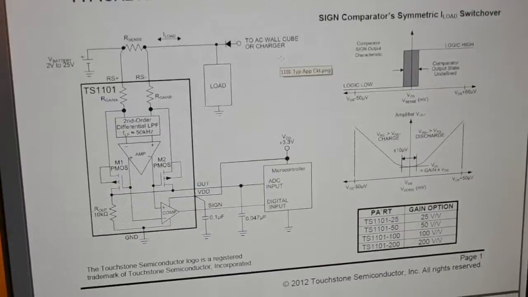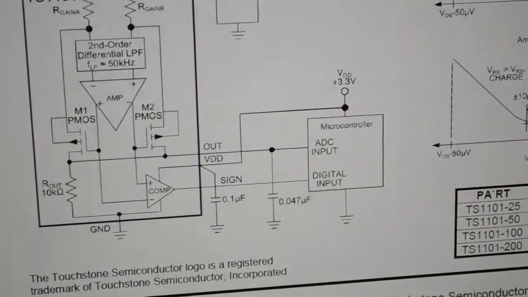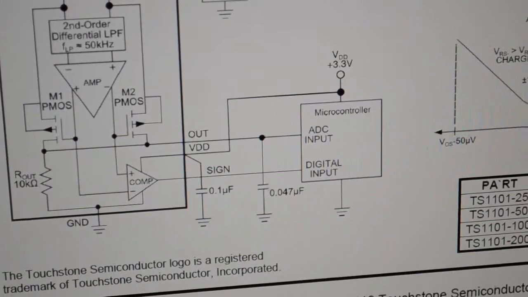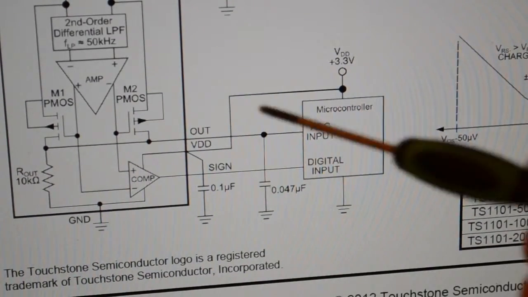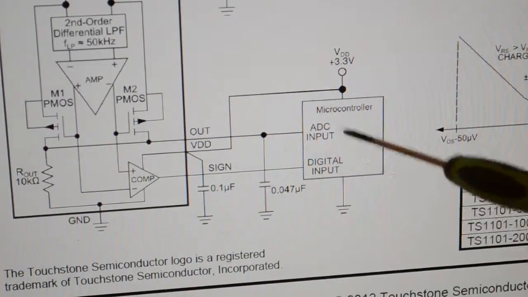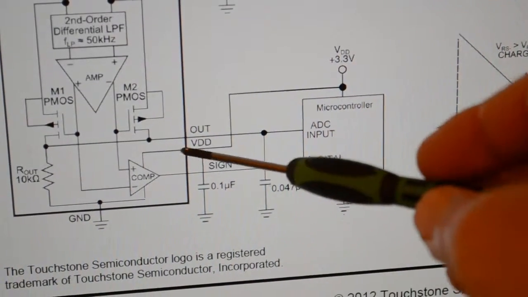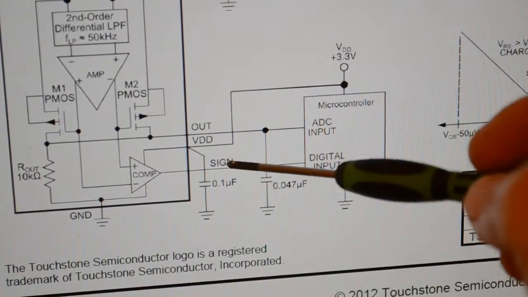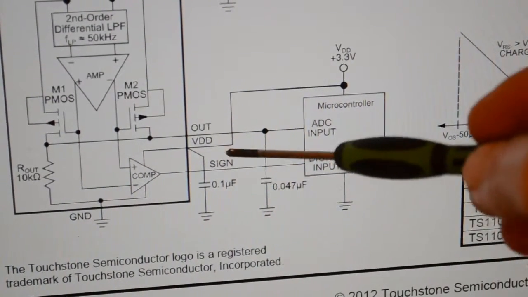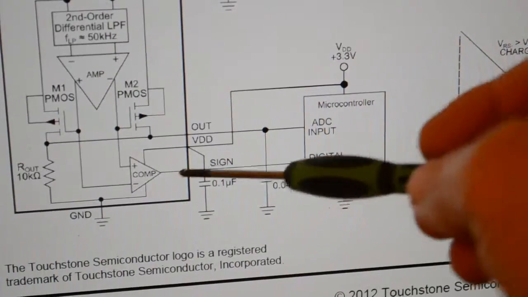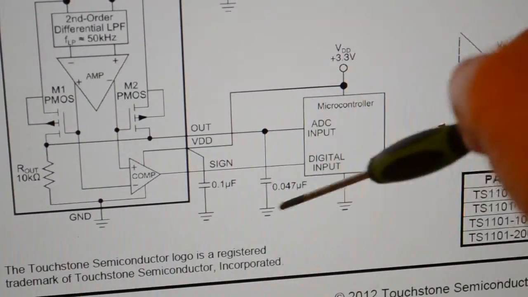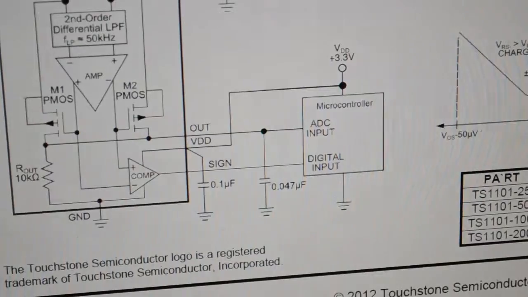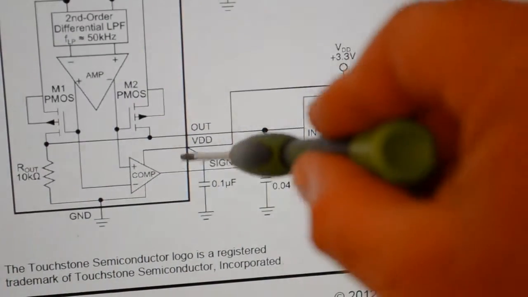And then down the bottom there, you can see the output for your ADC. And this is the sign, goes high if it's discharging, stays low if it's not discharging. Couple of decoupling caps, ground, simple, and obviously power.